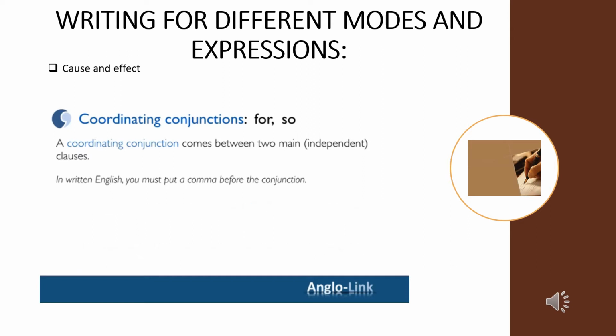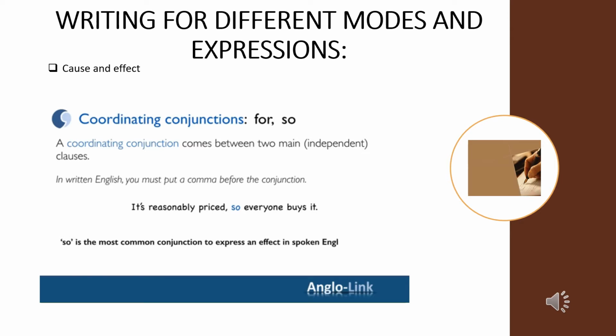Okay, let's have a look at the conjunction so. This is for expressing an effect. For example, it's reasonably priced, so everyone buys it. So is the most common conjunction to express an effect in spoken English. However, it is not appropriate in written or formal English.